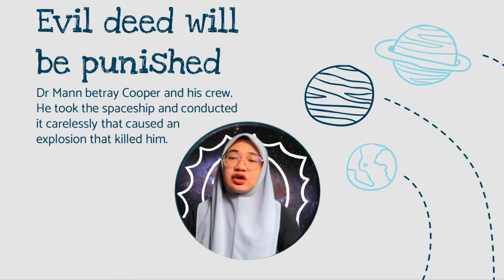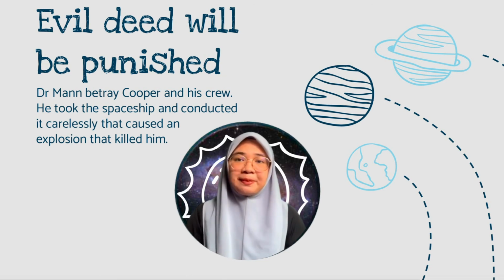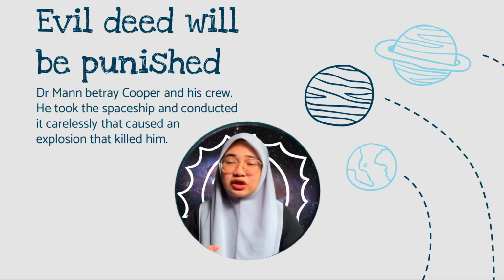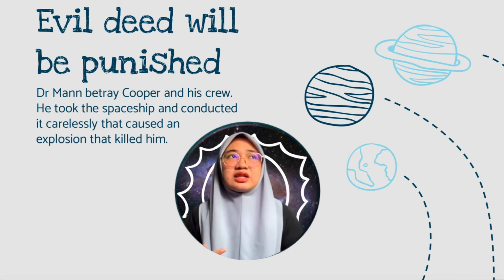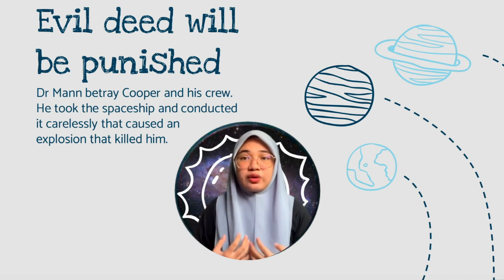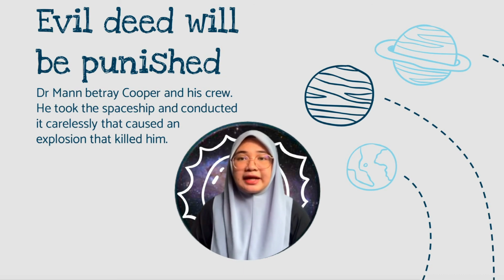For example, Dr. Mann, when Cooper and his crew came to save him, what he did to them was he betrayed them. He took the spaceship and conducted the spaceship by himself, leaving Cooper and his team. He conducted the spaceship carelessly, so that it affected the spaceship and it exploded, and Dr. Mann died. So whatever we do, bad or good things, it will be punished.